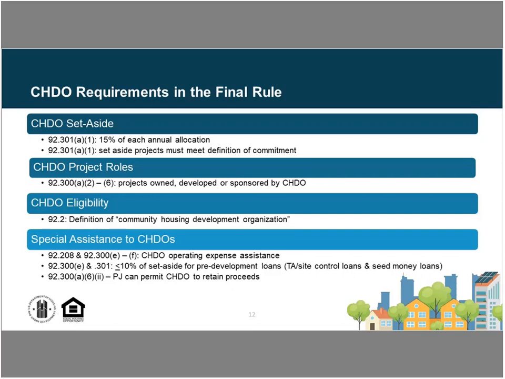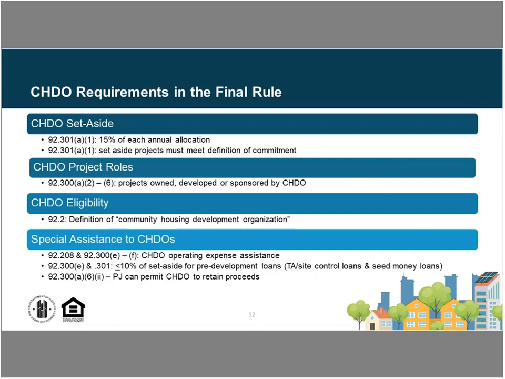By the way, 92 is part 92 of Title 24 of the Code of Federal Regulations. In the Code of Federal Regulations, there's a book for each agency. Title 24 is the HUD book, and Part 92 is the chapter with the HOME rule in it. And so when you see 92.something, it's part of the HOME rule. But 92.300(a) defines what projects are eligible for the set-aside, and they are projects that are owned, developed, or sponsored by the CHDO, and I'll be talking about those roles a little bit later.